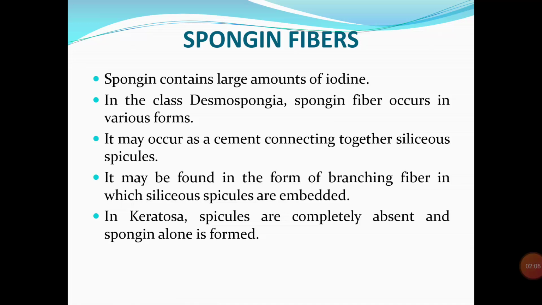Spongin contains a large amount of iodine, and in the class Demospongia, spongin fibers occur in various forms. It may occur as a cement connecting together siliceous spicules. It may be found in the form of branching fibers in which siliceous spicules are embedded. In Keratosa, spicules are completely absent and spongin alone is formed.